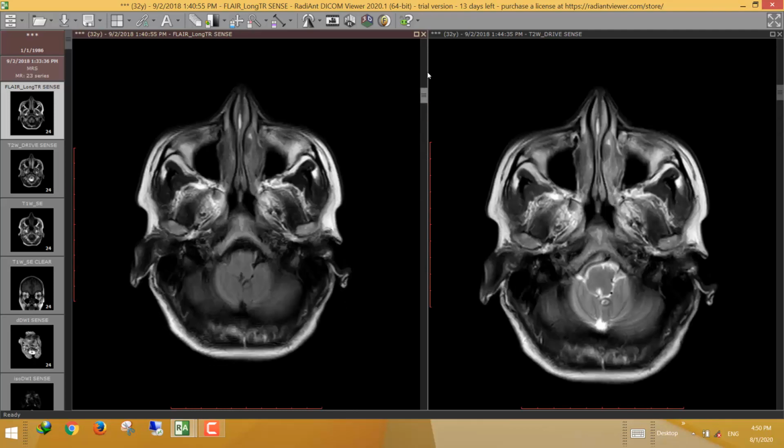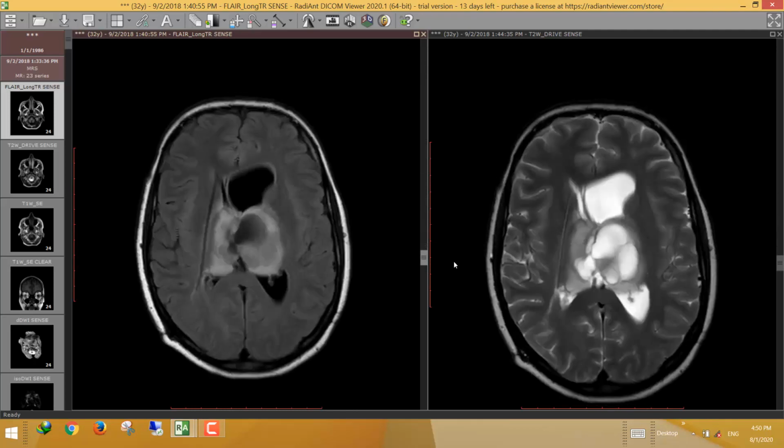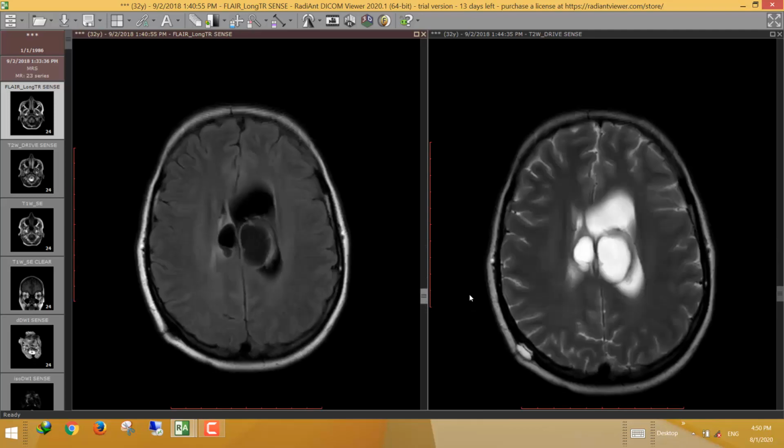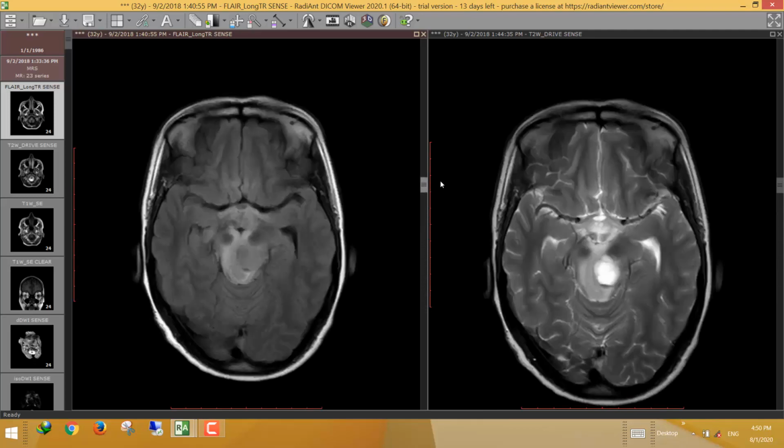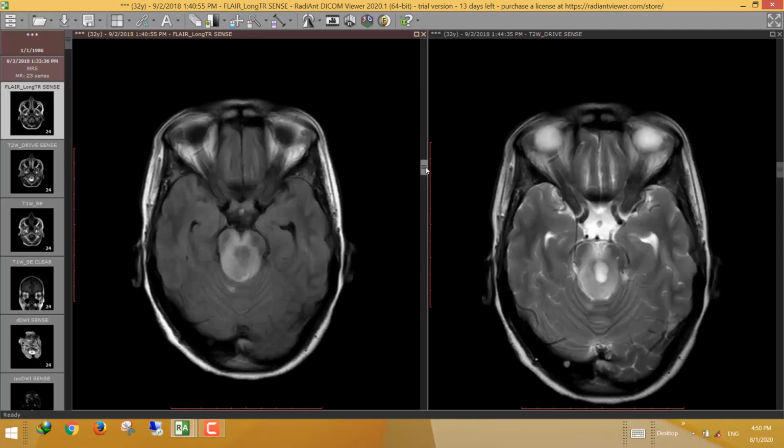And as usual, we start with a neuro case. This is a 32 years old patient who came for an MRI brain. This is the axial FLAIR and axial T2 weighted images.